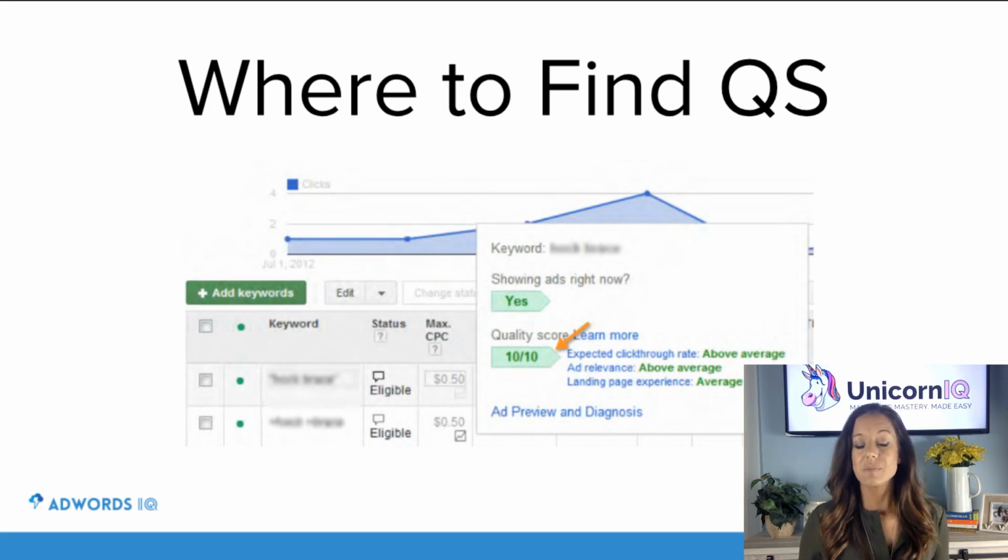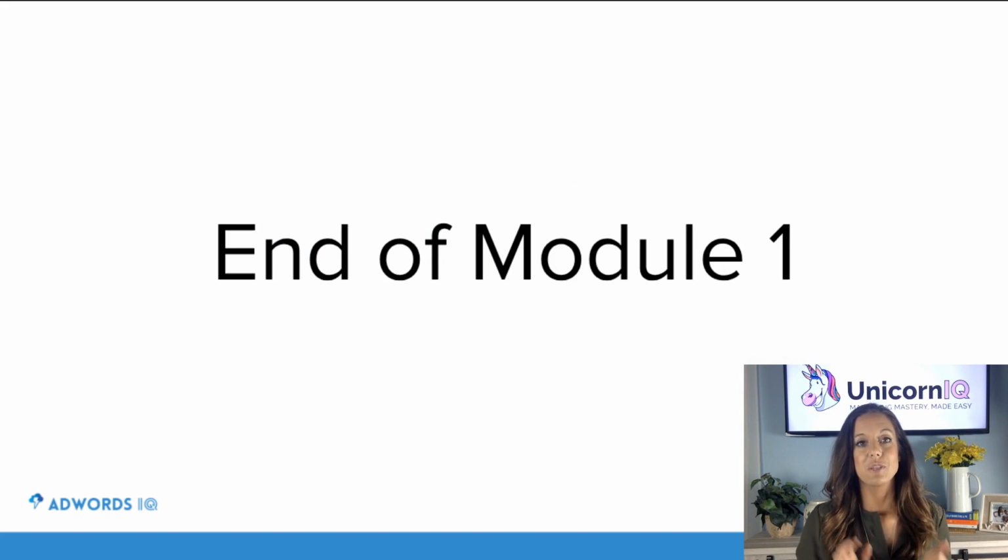And again, in the next module, I'm going to be walking through all of this. I'm going to be in the platform, showing you around and showing you where all this stuff is. In module 2, I'm going to walk you through all of the campaign setup, start to finish. I'm really excited. So that is the end of module 1.